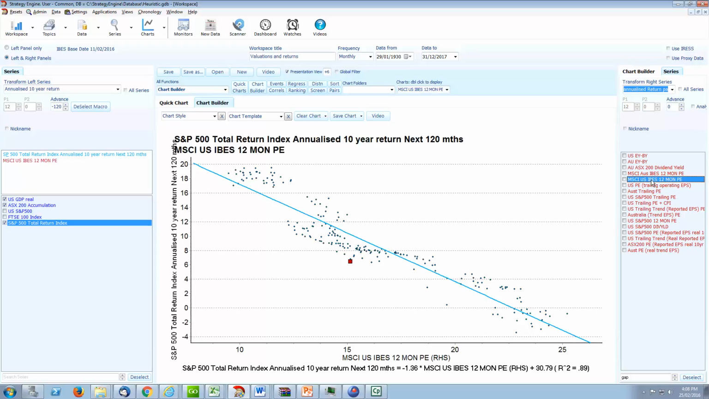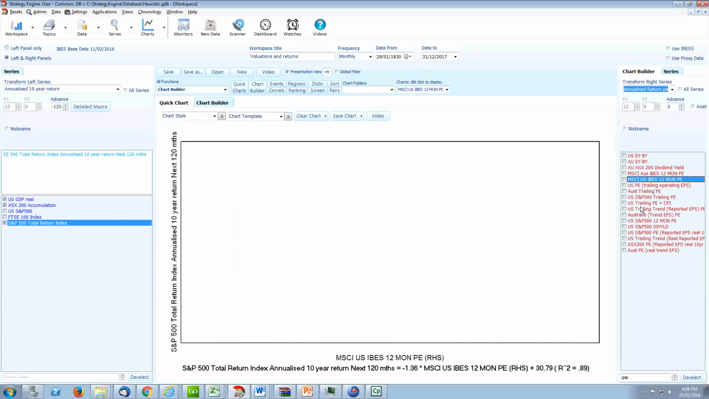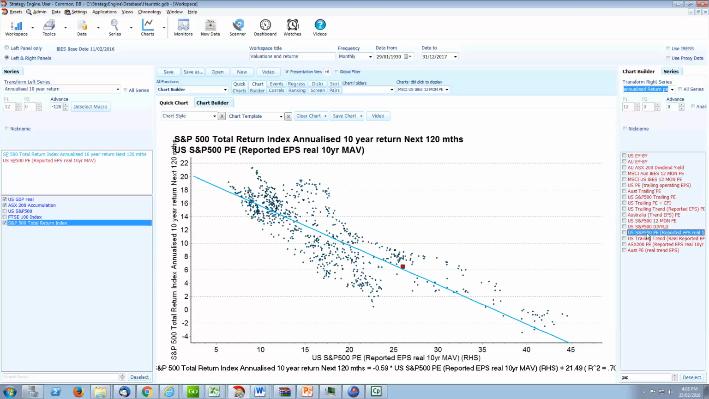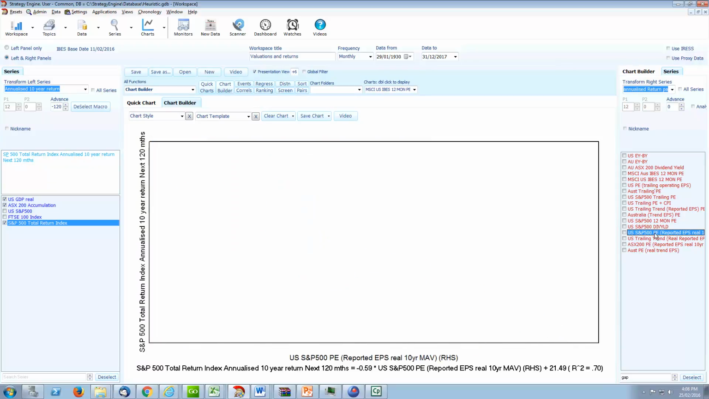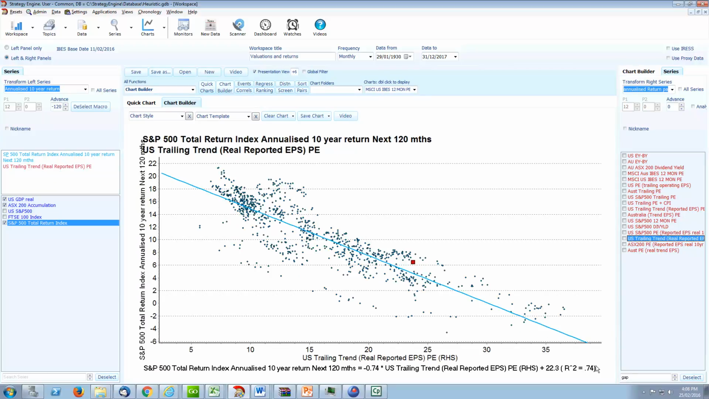For the forward PE now, we don't have a lot of data here. Our forward PE measure starts in the late 1980s, but you can see the relationship does tighten up quite considerably over the subsequent annualized 10-year return periods. So there seems to be a reasonable amount of information content in current valuations for the following 10-year returns. Using a Shiller PE, likewise, that R squared now has jumped to 0.7. And then the trailing trend very similar, around about 0.74.